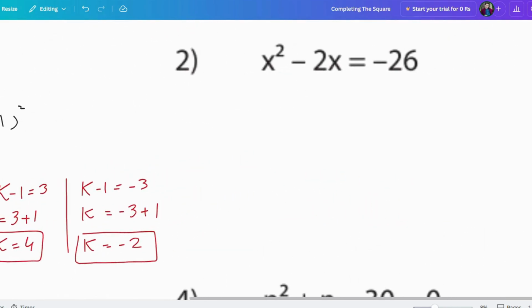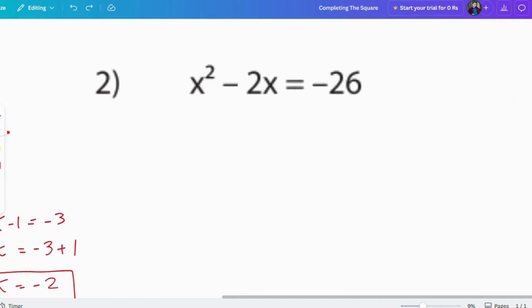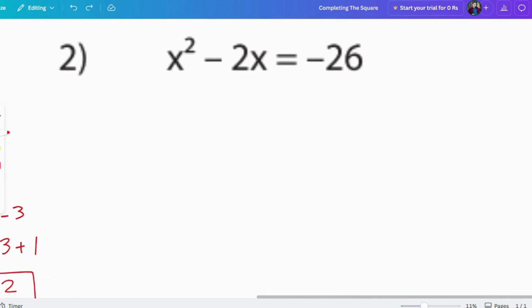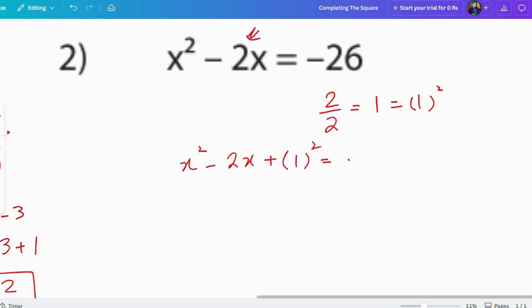Now I will be moving towards the second question. As we can see, for this one we already have 26 on the right side of the equal sign. So I will just take this 2, okay? This 2 I will divide by 2 on both sides, it will become 1, and then I will square it. Alright, so x square minus 2x plus 1 square is equivalent to minus 26 plus 1 square.